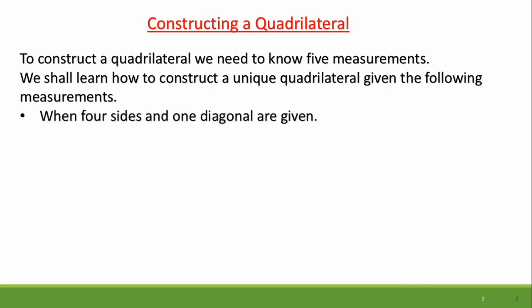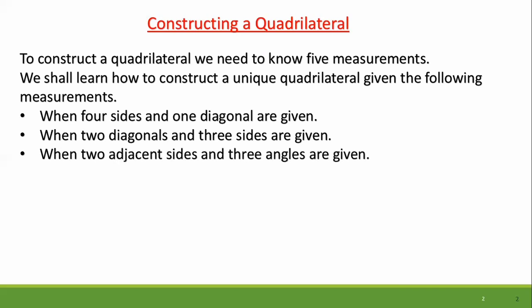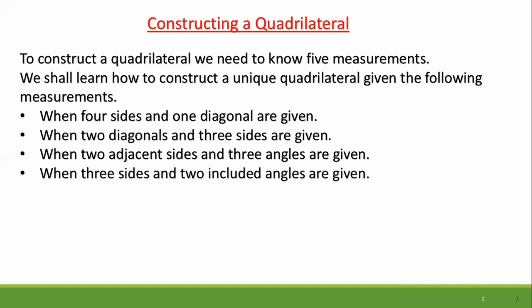First, when 4 sides and 1 diagonal are given. Second, when 2 diagonals and 3 sides are given. Third, when 2 adjacent sides and 3 angles are given. Fourth, when 3 sides and 2 included angles are given. Fifth, when other special properties are known.